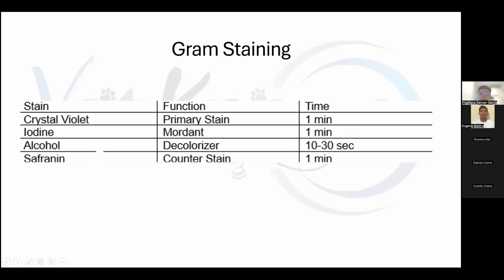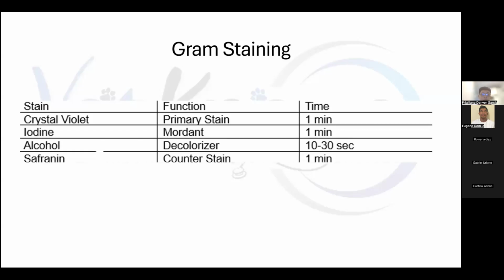Please take note doon sa time required per stain. Tapos, please take note doon sa function ng mga stains na present. So, crystal violet would be our primary stain. Iodine is the mordant or binder. Alcohol is our decolorizer, and safranin is the counterstain. So reminder lang, gram staining, ang principle nito would be yung crystal violet iodine complex natin.